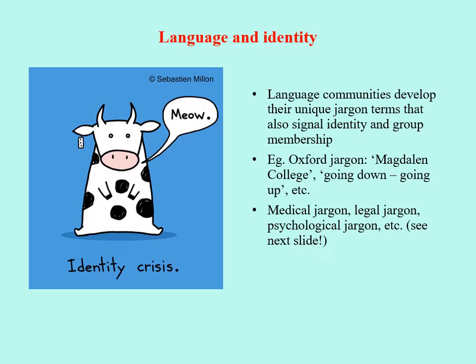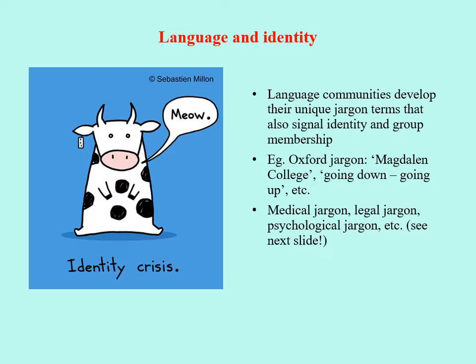When I was a student at Oxford University, it took me a little while to learn, for example, that when you know the Oxford jargon, then Magdalen College is not pronounced the way it is spelled, but it's pronounced "Maudlin." That is a signal that you know how people speak in Oxford. Using terms like going down, that means going to London, and going up means coming up to Oxford. So terms like going down, going up had very specific meanings in that particular language community.